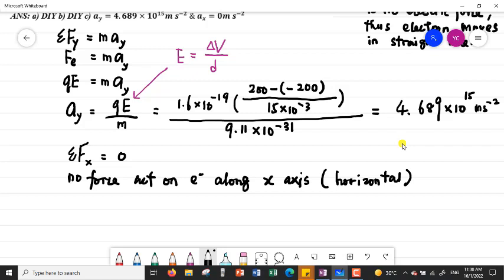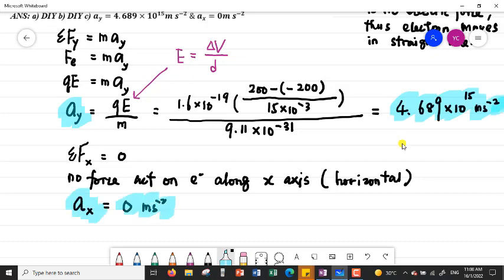So if no net force is acting on the electron along the x-axis, then we understand the acceleration component x for sure will be 0 meter per second squared. So this will be our answer: the acceleration along the y-axis and the acceleration along the x-axis.